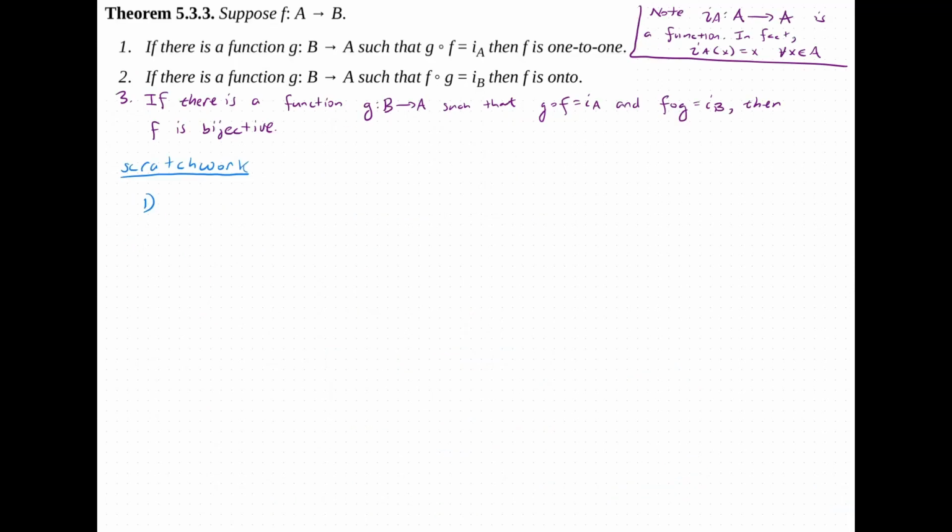So let's start off with 5.3.3. I'm going to do the scratch work for 1. So we want to show that f is 1 to 1. From our last lesson, we know that it suffices to show that f(a) equals f(b) implies that a is equal to b. So let's go ahead and assume that we have f(a) equals f(b).